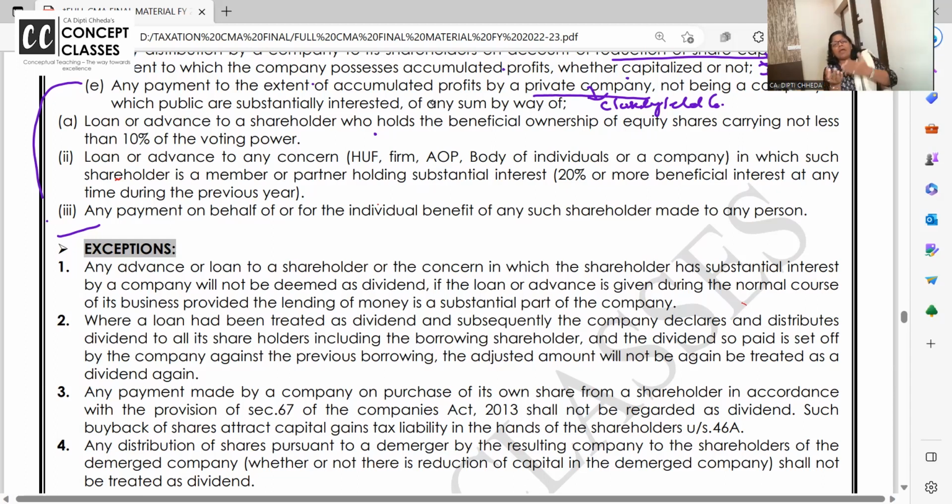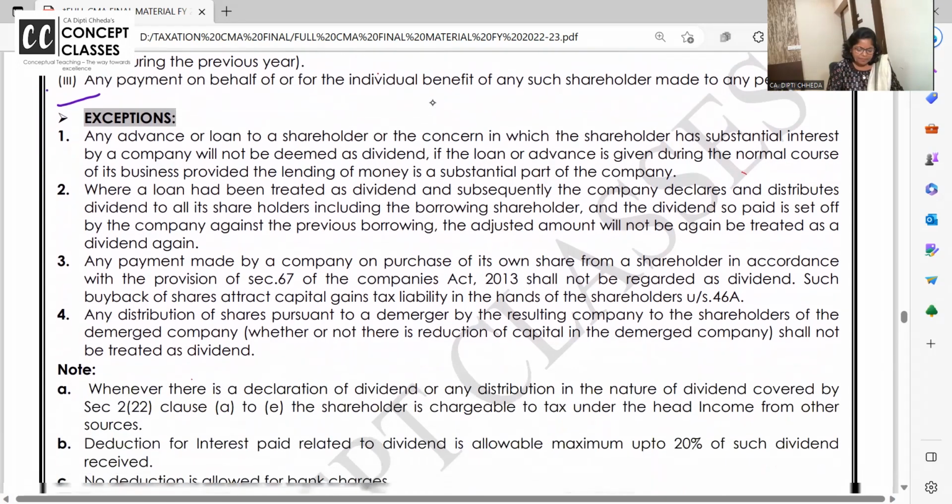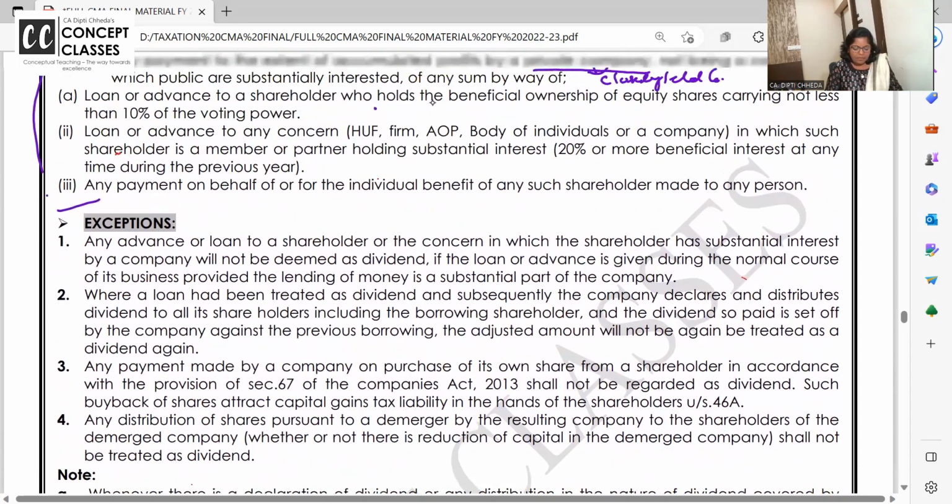But shareholder is saying, ma'am, I have taken loan, this is not dividend. But out of accumulated profit, if a closely held company has given any loan to shareholder, deemed dividend. Ma'am, but I am paying interest on loan, still taxable. Ma'am, but I have repaid the loan, still taxable. Simple.